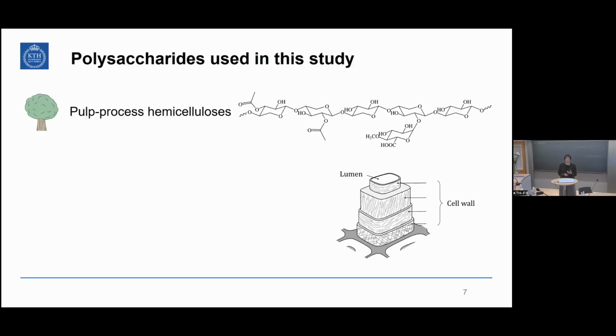We use several types of polysaccharides. One is wood hemicelluloses. Hemicelluloses are present in the wood cell wall. They are one of the main components in the cell wall besides cellulose and lignin.